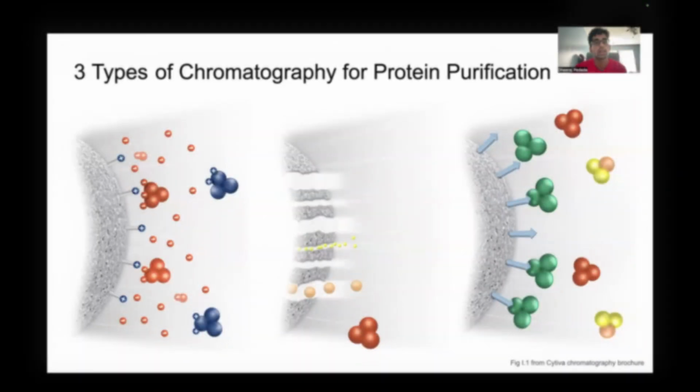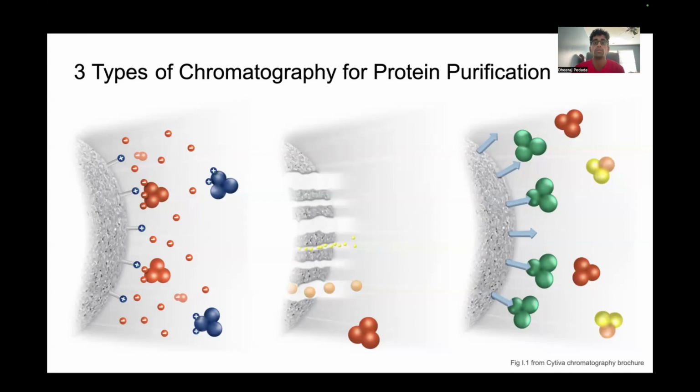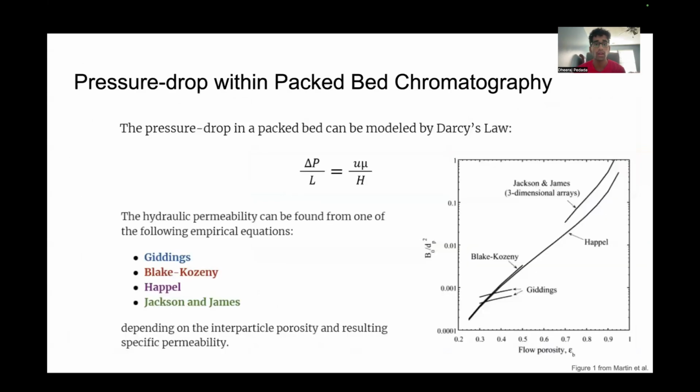We're going to be talking about the three types of chromatography methods for protein purification in this project. So on the left, we have ion exchange chromatography, which can be through cation and anion exchange separations. And in the middle, we have size exclusion chromatography, which is separation based on size. And on the third, we have affinity chromatography, which is separation based on affinity tags, such as nickel or his tag, and many others.